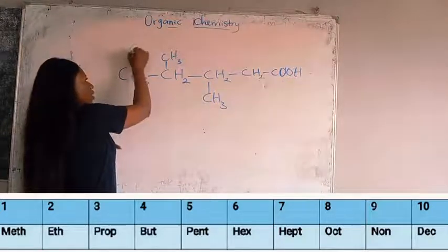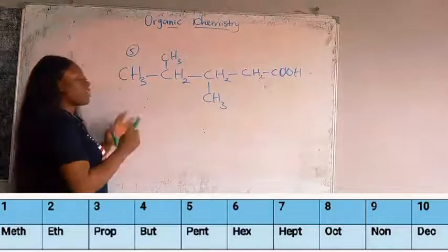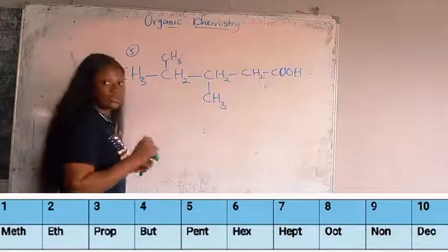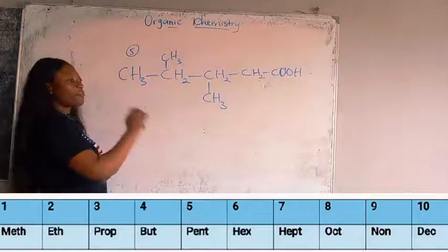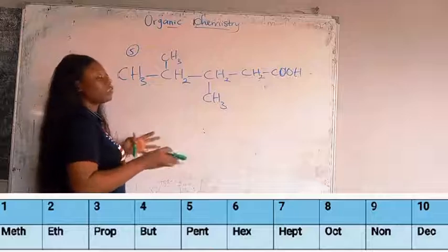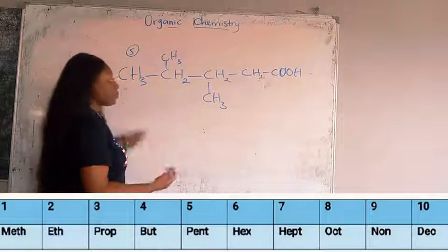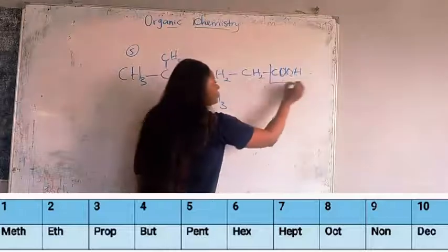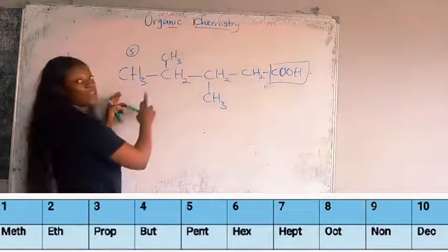Let us keep 5 somewhere. We have to bear in mind that the longest continuous carbon chain is 5. So now that that has been established, the next thing to do is to number this compound. In numbering this compound, don't forget, as I said earlier, preference must be given to the functional group, which means the numbering should be done in such a way that the carbon bearing the functional group will have a small number. If we number this way, this is the functional group. Let us take note of that.